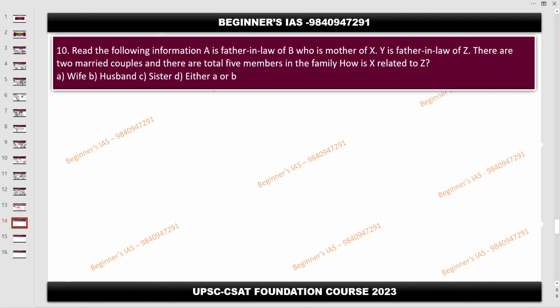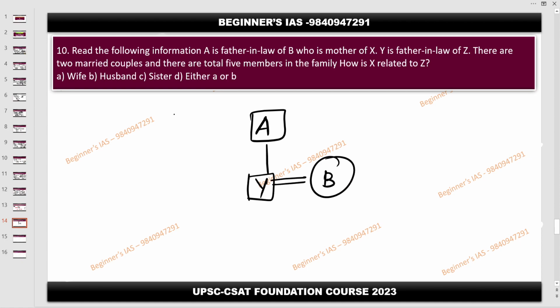Fine. Now the same question. The same diagram only applies for the first part. What is the first part? Read the following information. A is the brother. These and all are the same part. So A here, then B here, Y here. This part alone we have to complete. So X, then here set. Now, there are two married couples.